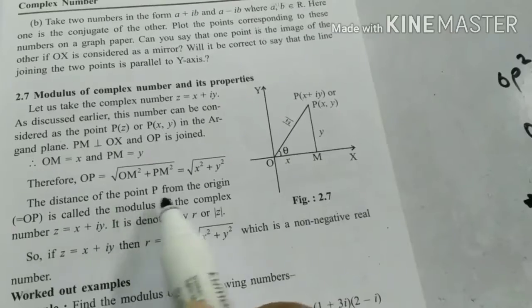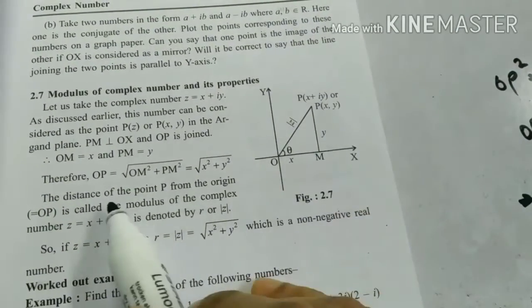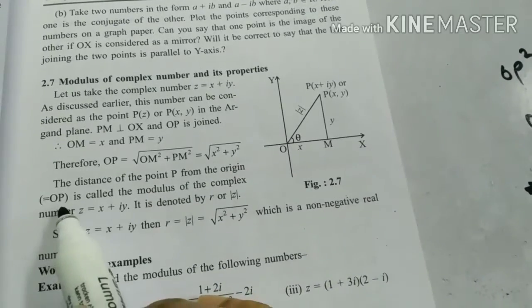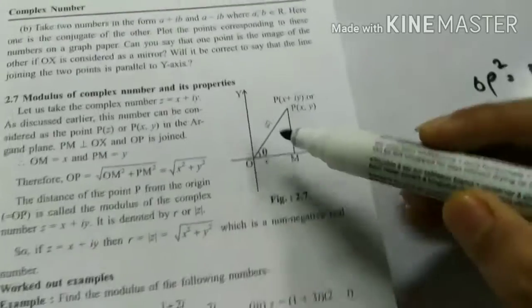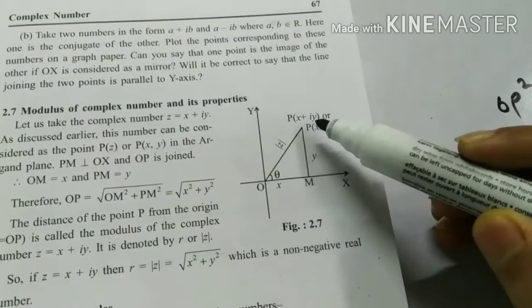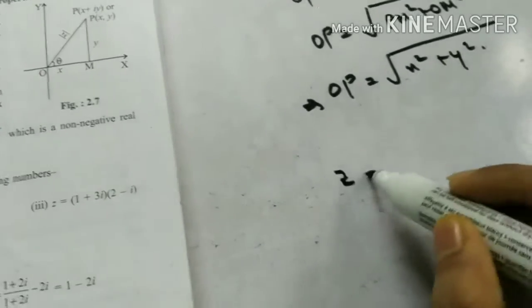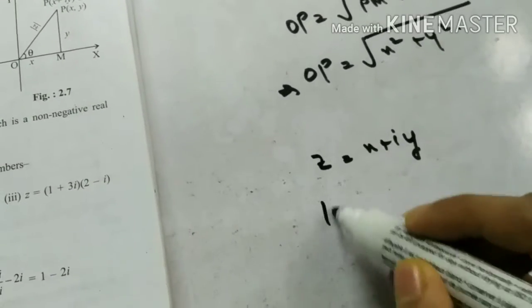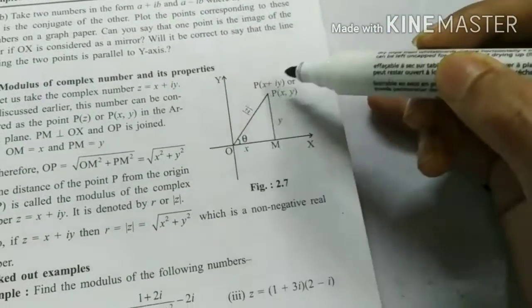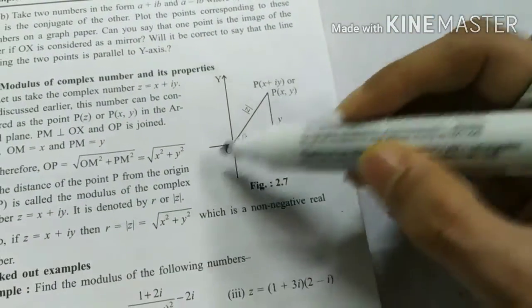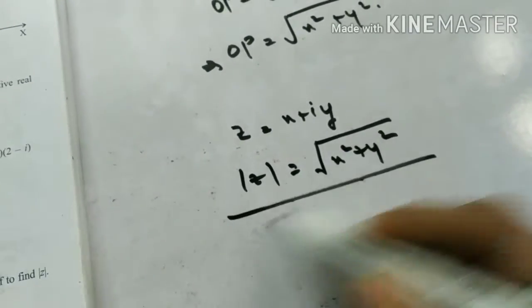The distance OP, the distance of the point P from the origin, is called the modulus of the complex number. This distance is called what? It is called the modulus of the complex number. So if z is equal to x plus iy, modulus of z, which is the distance of this point from the origin, is equal to root over x square plus y square.